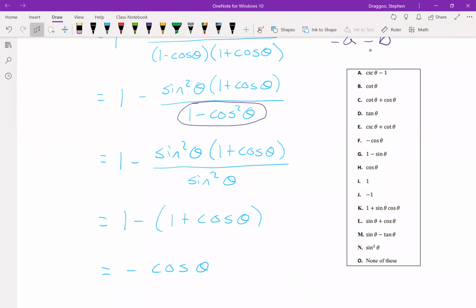Now in the denominator, I have 1 minus cosine squared, which I know from the first Pythagorean identity is equal to sine squared. So I'm going to make that change. And now I have a factor of sine squared in both the numerator and the denominator, so I can reduce those two, leaving me with 1 minus the quantity 1 plus cosine theta, and simplifying that, I get negative cosine theta. So option F.